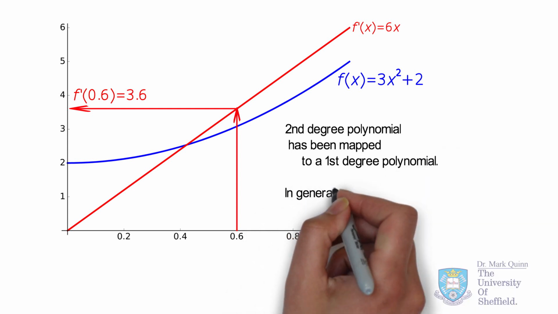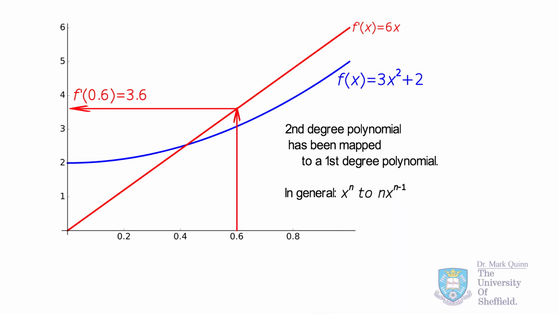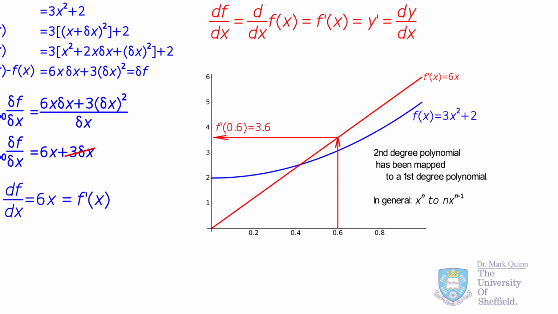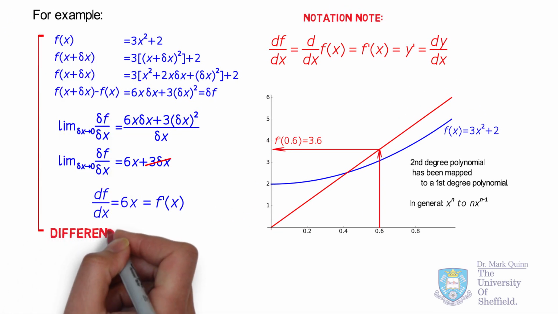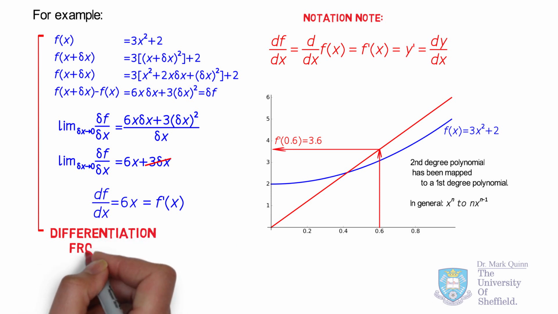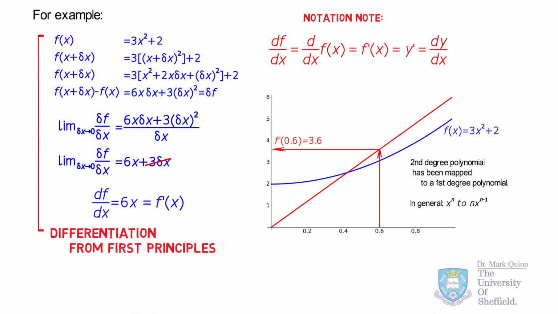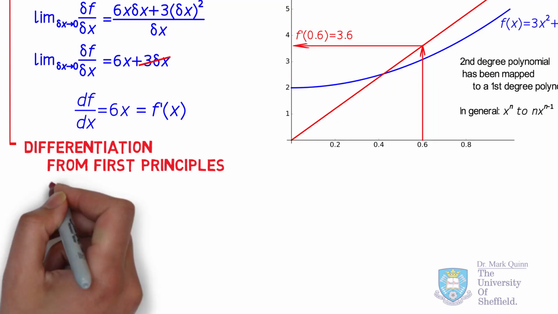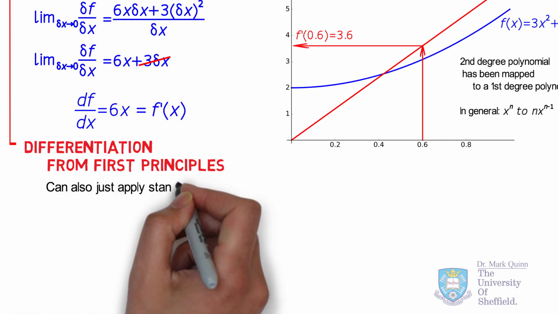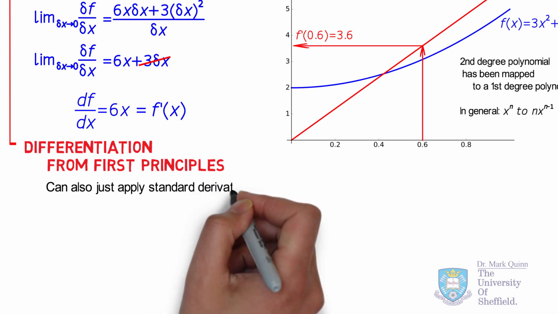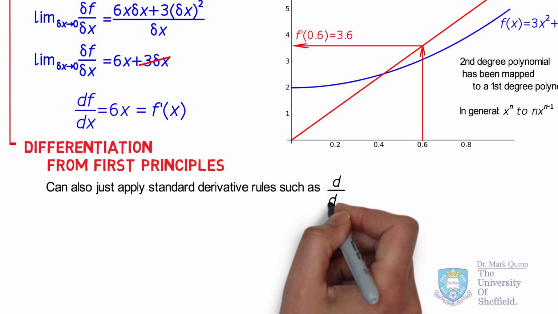In general, differentiation takes x to the power of n and maps it to nx to the power of n minus 1. This type of differentiation is referred to as differentiation from first principles, and you can apply it to any function. However, once we determine what the typical result is for generic functions, we can instead adopt shorthand rules, such as the derivative of x to the n is equal to nx to the power of n minus 1.